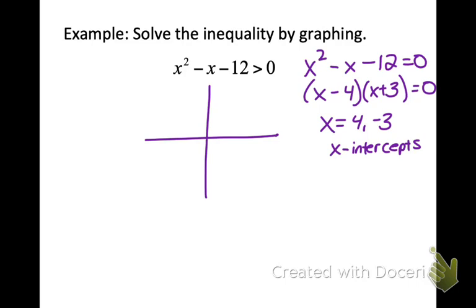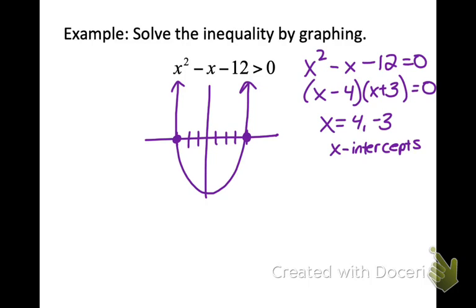So then all I would do on my graph is put dots on my x-axis at positive 4. I would count over 1, 2, 3, 4 and put a dot. I would put a dot at negative 3: 1, 2, 3. And because this quadratic is smiling, I would just do something like this. Now I'm saying rough.